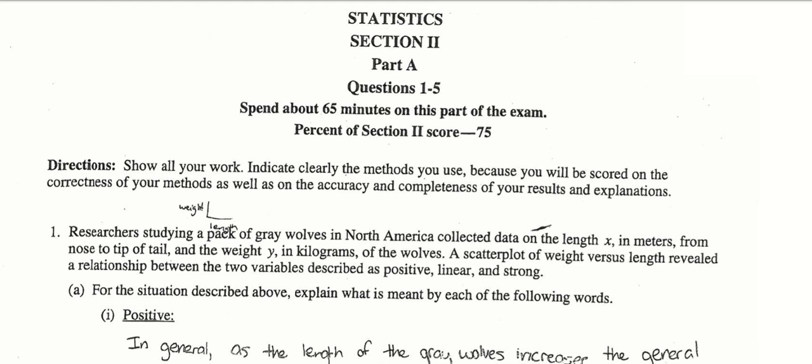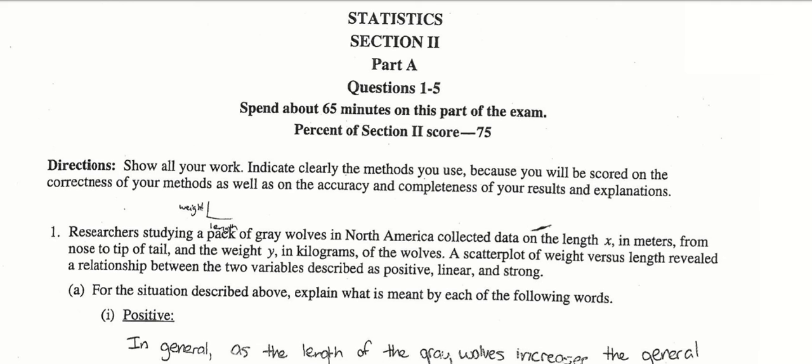Hey guys, as promised, I'm going to take a close look at FRQ questions 1 through 5 from the 2017 assessment. So let's get started because this is going to be a long video. Number 1A is asking us to describe in context what the words positive, linear, and strong mean.